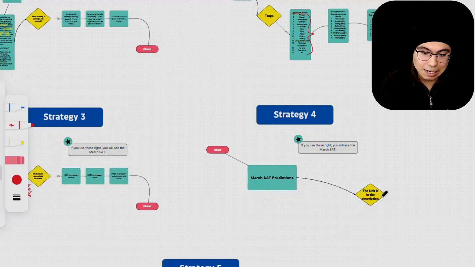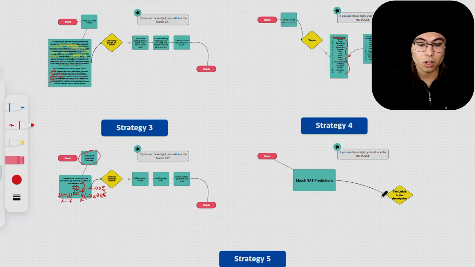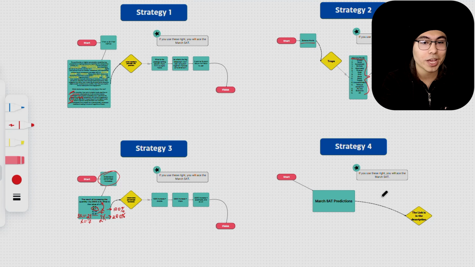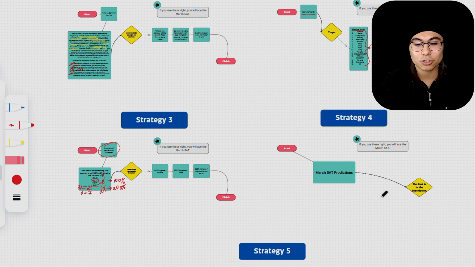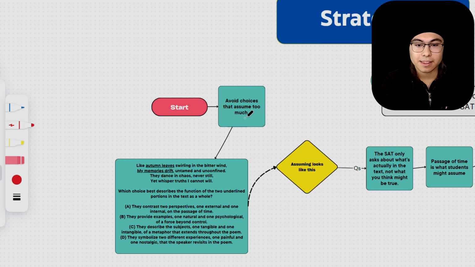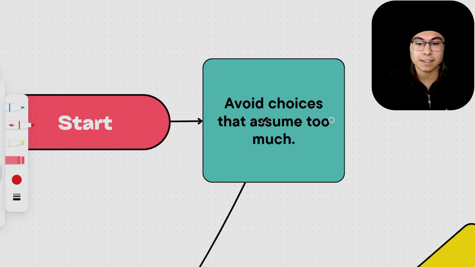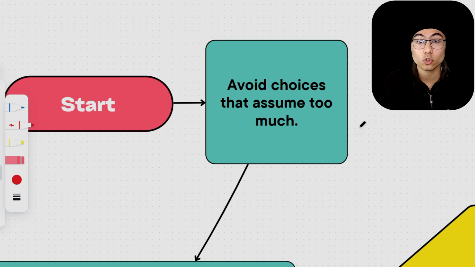So now let's move on to the last and most important strategy of all, and it's the one that is way more powerful than all these first 4 strategies. If you know this one, I'm sure it's going to be easy. And that strategy or tip, you could say, is avoiding choices that assume too much.